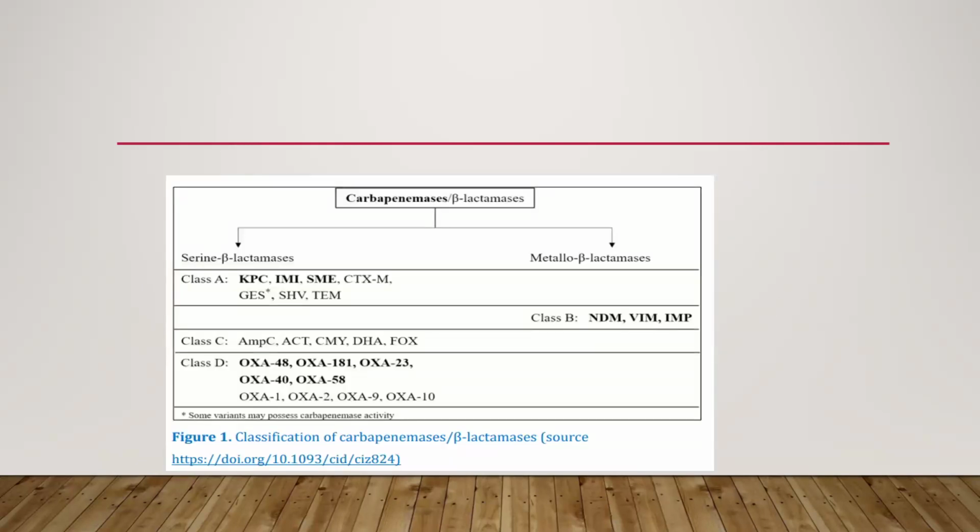Carbapenemase, that is beta-lactamase, is classified into two broad groups, that is serine beta-lactamase and metallo-beta-lactamase. The serine beta-lactamase group is again divided into class A, class C, class D. Class A includes KPC, IMI, SME, CTX-M and others. Class C includes MIR, CIT, ACT, CMY, DHA, FOX. And class D includes OXA-48, OXA-181, OXA-23, OXA-40, OXA-58, OXA-1, OXA-2, OXA-9, and OXA-10. And metallo-beta-lactamase includes class B, that is NDM, VIM, and IMP.